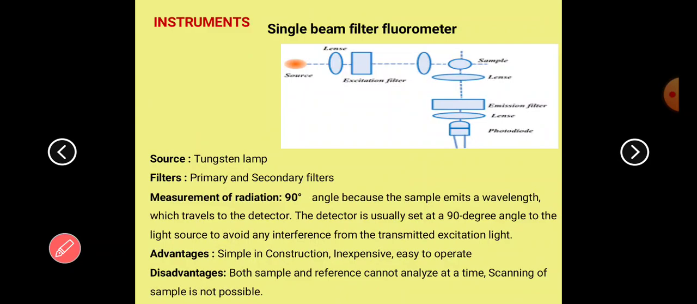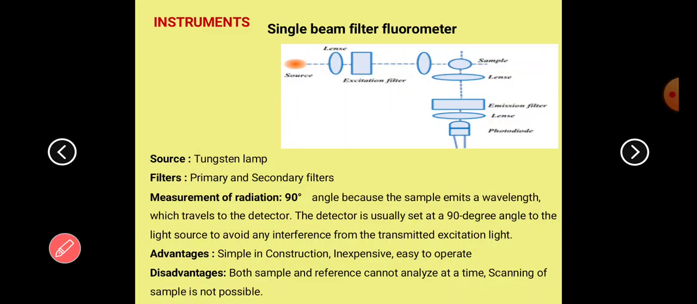The instruments we can observe in fluorimetry are the single beam filter fluorimeter, the double beam filter fluorimeter, and the spectrofluorimeter. You can see here the single beam filter fluorimeter, which is an inexpensive instrument. Here the source is a tungsten lamp. Filters are primary and secondary filters, and in fluorimetry the measurement of radiation is at a 90 degree angle.